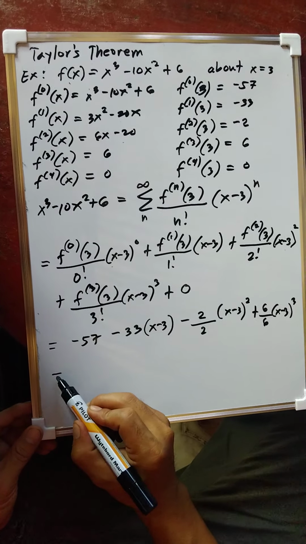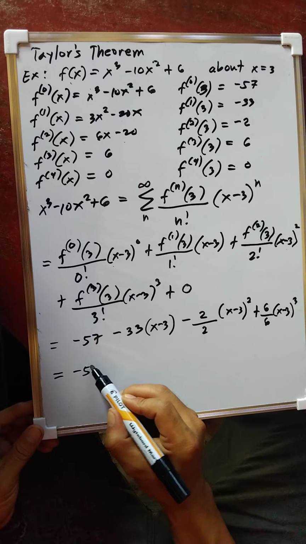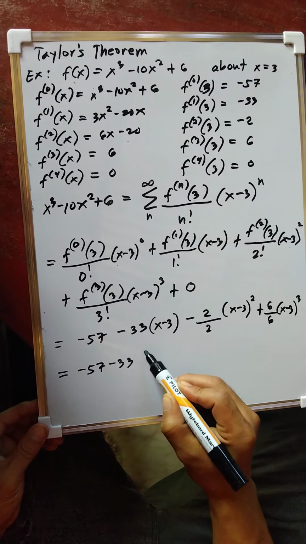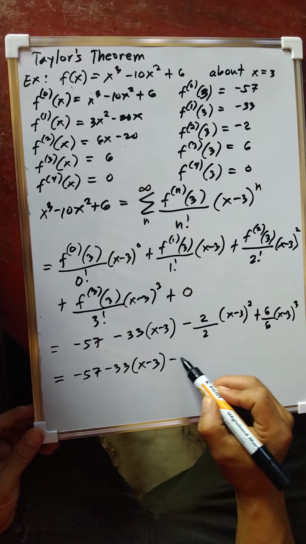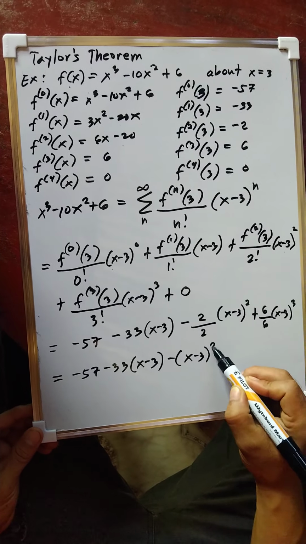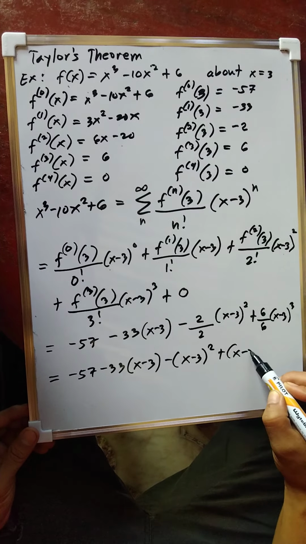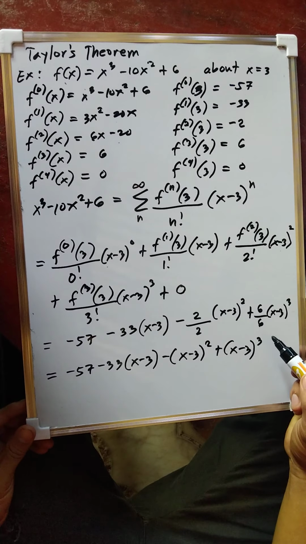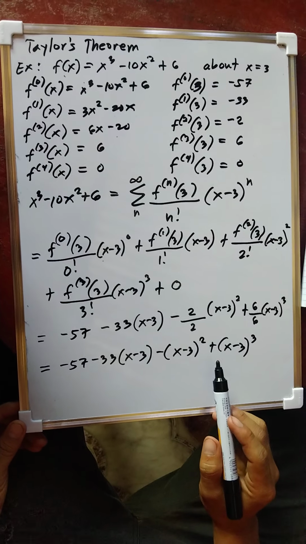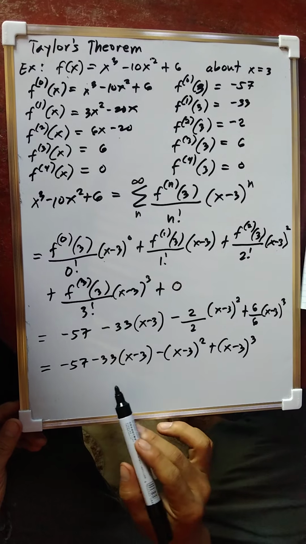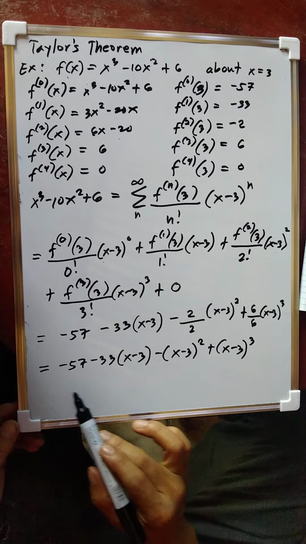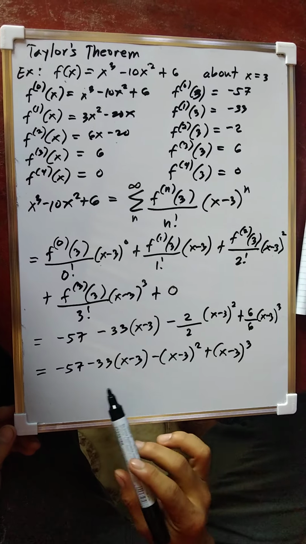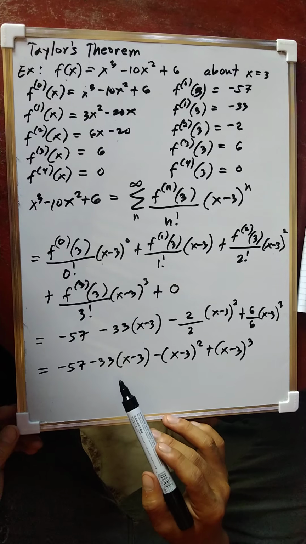So simplifying this equation, we have negative 57 minus 33 times x minus 3, minus x minus 3 raised into 2, plus x minus 3 raised into 3. So this is the final answer. You do not simplify this equation, because if you simplify it, you will go back to the original equation.